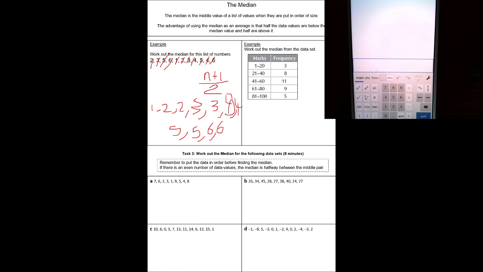My median is 4. Now, if it had asked for the 5.5 value, then we would have taken 3 and 4, and we would have worked out the halfway point between those two. So we said 3.5. Work out the median from this data set.